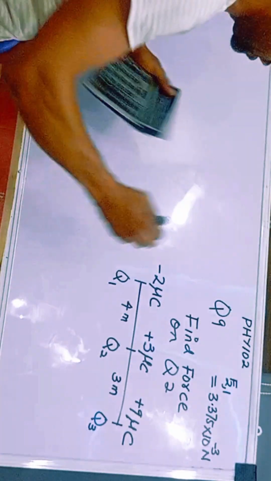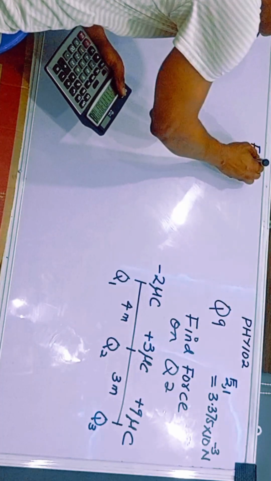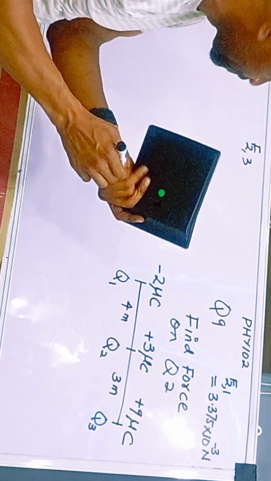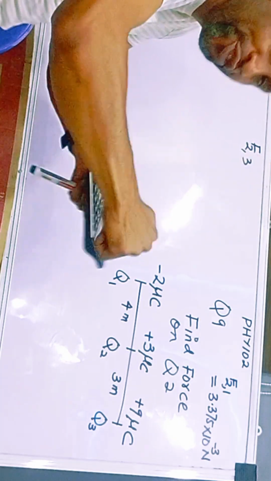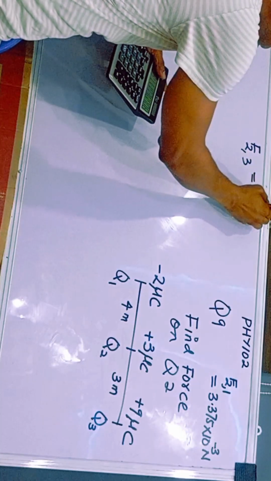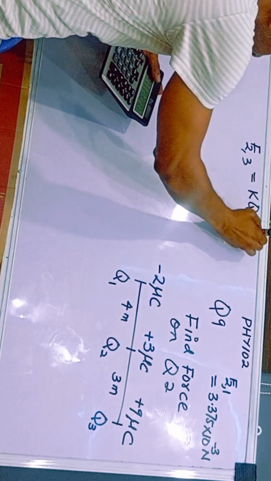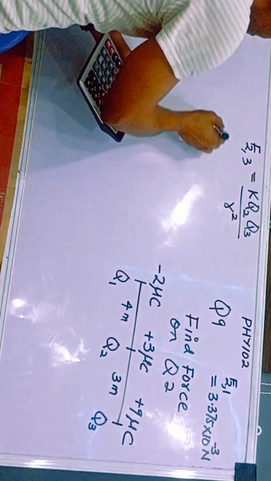What's the next gist? Let's get the force on the same 2, but due to who now? 3. Check out the way I wrote it. F2,3. That means force on 2 due to 3. My people, what is it going to be? K, Q2, Q3. You know why? I'm talking about 2 and 3 now. All over R squared.